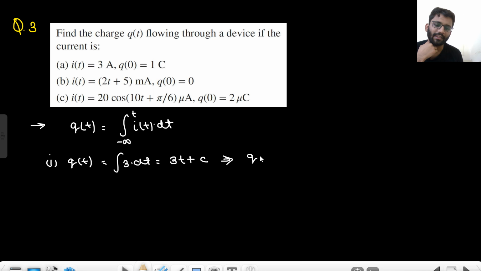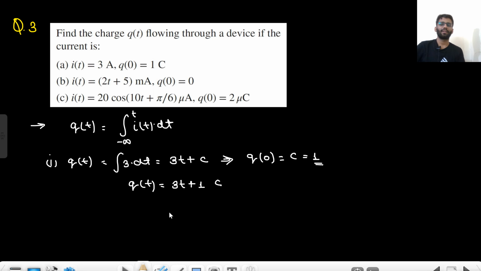Here you can see q of 0. That means c is equal to 1. So your q(t) is 3t plus 1 coulomb. Did you understand it? Your q(t) is the integration of 3 dt, so we got 3t plus c. Now it is given that at t equals 0 you have a charge of 1 coulomb, so q of 0 is equal to 1 coulomb. So the c value is coming out to be 1. So I just wrote 3t plus 1 coulomb.